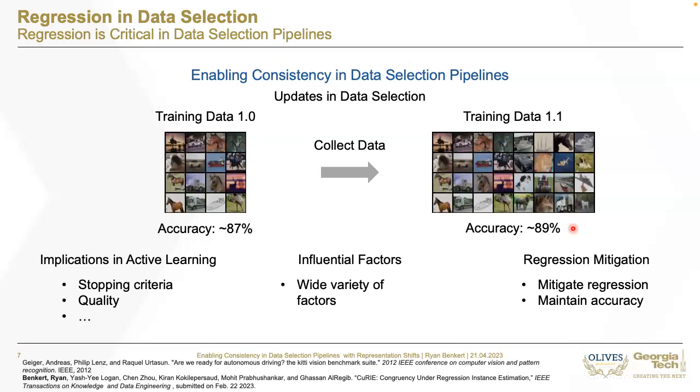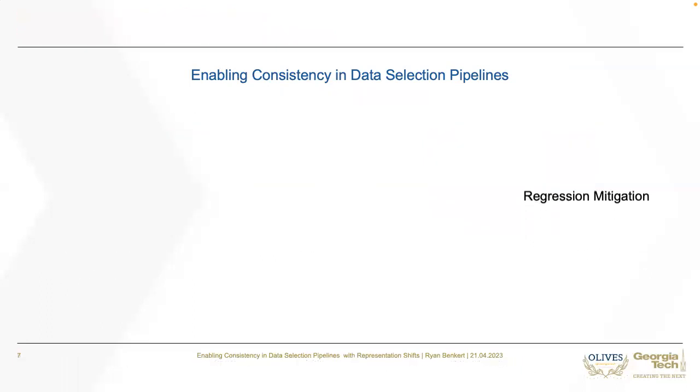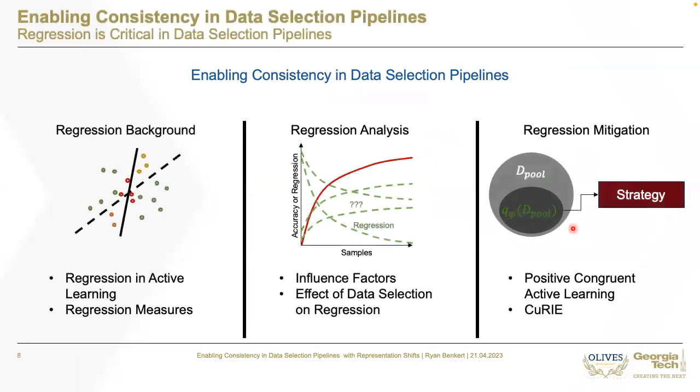Now, the third thing I want us to walk away with is regression mitigation. So are there particular ways we can address regression? Is there a way to reduce regression and improve the consistency of a neural network within the data selection itself? So that brings me to this particular outline that I have for you.